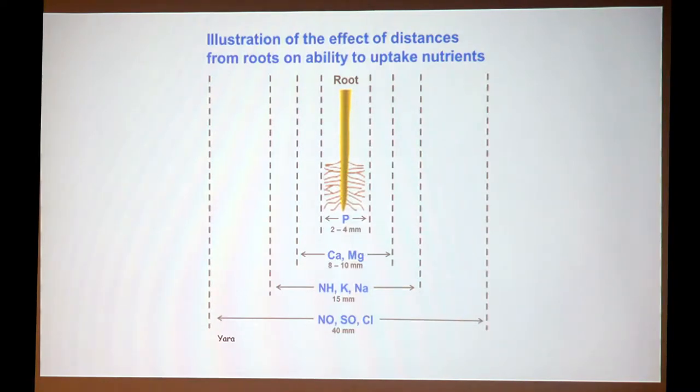Here's an illustration that I lifted off the internet from the good folks at Yara Industries. Look at that. Phosphorus is the one that moves the least on its own, even in solution. From the horizon of the root, 2 to 4 millimeters is all you can ever hope to get by good movement of phosphorus to the root. 2 to 4 millimeters is a very small distance. And then it branches out from there, depending on the solubility of the element. Calcium, magnesium, a little bit easier to move. Then ammonium, potassium, sodium, nitrate, sulfate, and chloride. The ones that are very highly soluble in water will move in that front readily. So the ones we have to be careful for are the phosphorus, calcium, and magnesium, for sure, if we have a structural problem in the soil.